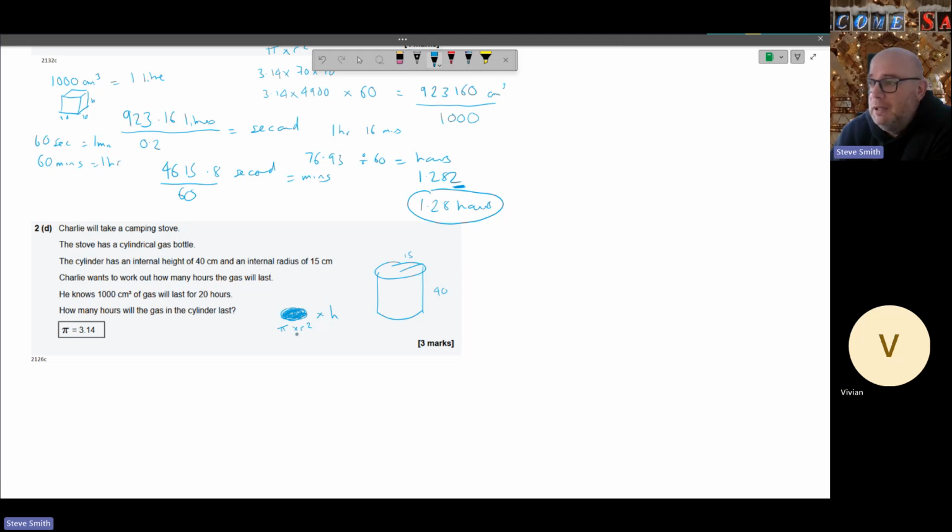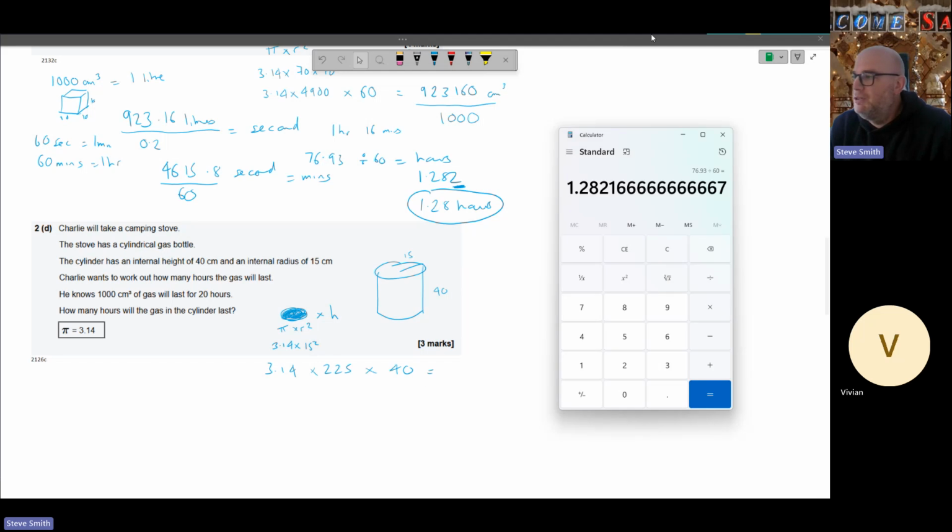So if we're doing pi times radius squared, 15 times 15, so 15 squared times pi. Oh, I should have put 3.14 there. 3.14 times by 15 squared. So we've got 3.14 times by 225 times by 40. That's our volume. So this is our area here, look, 3.14 times by 225. That's the area of your circle. And then we're going to times it by 40 for our height. And that's our volume now.